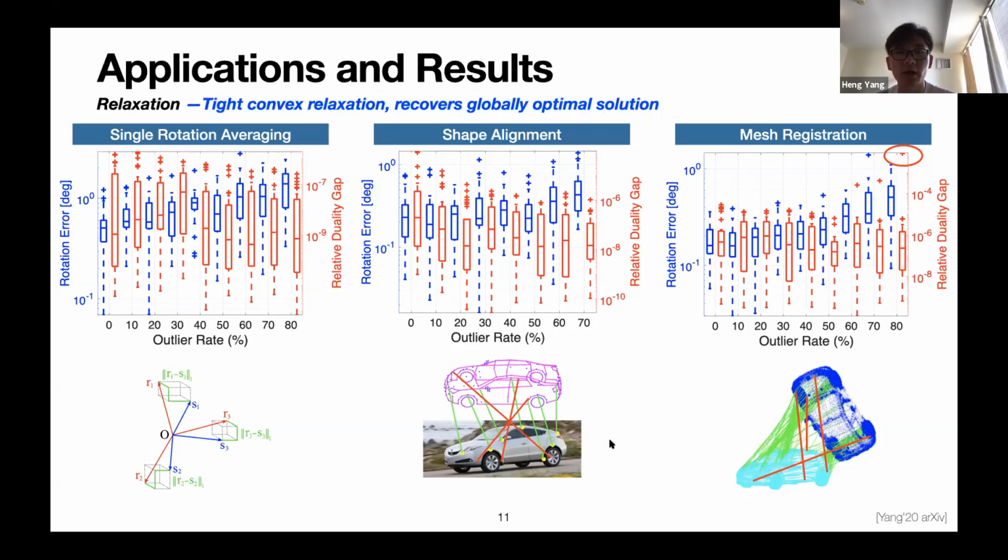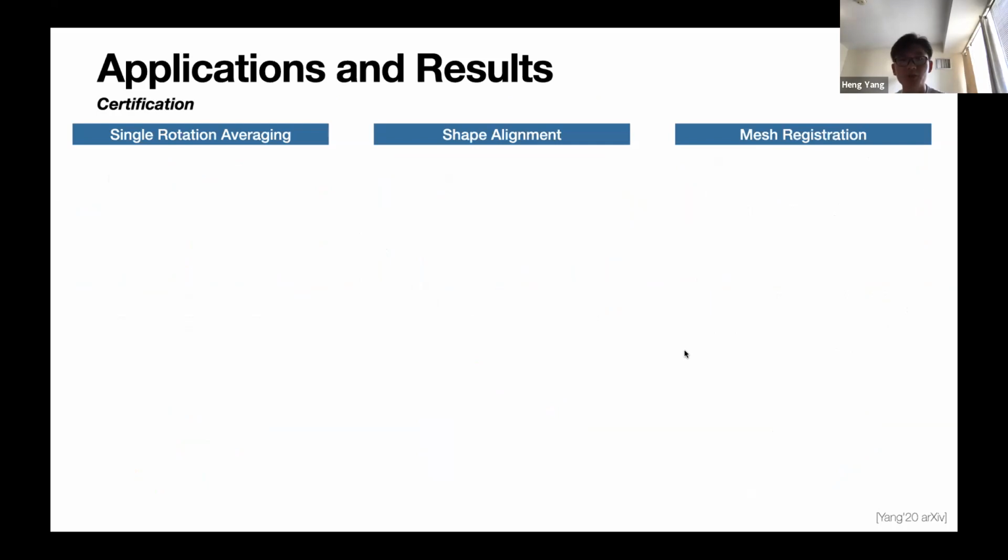So basically, the takeaway here is we have achieved tight convex relaxation for a whole spectrum of geometric perception problems. And in these relaxations, we can actually recover the global optimal solution. And you also recover a certificate by looking at the duality gap.